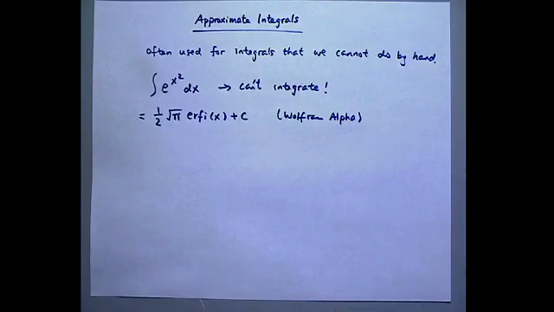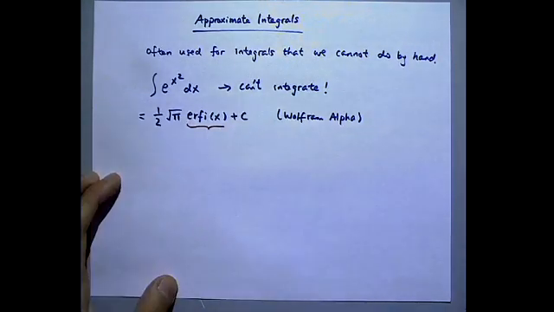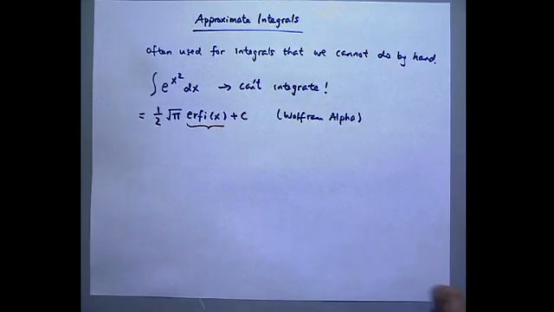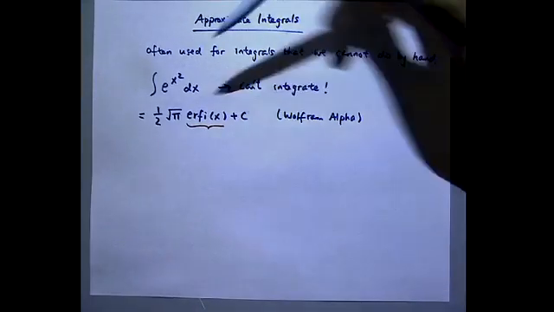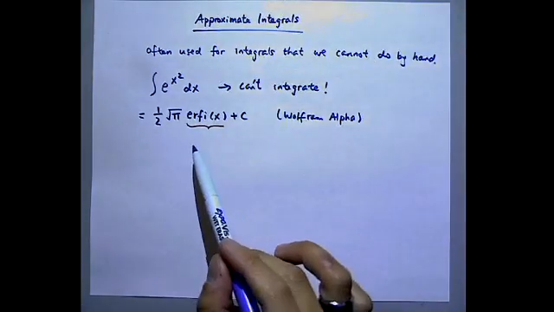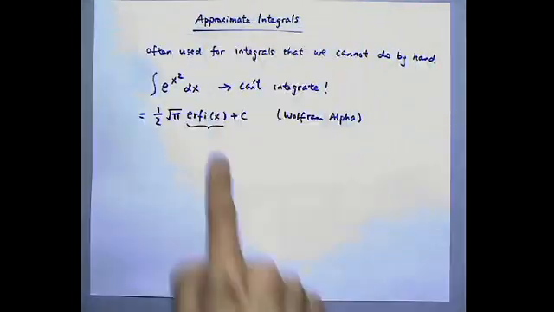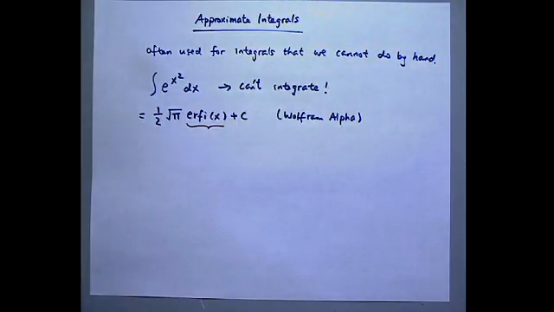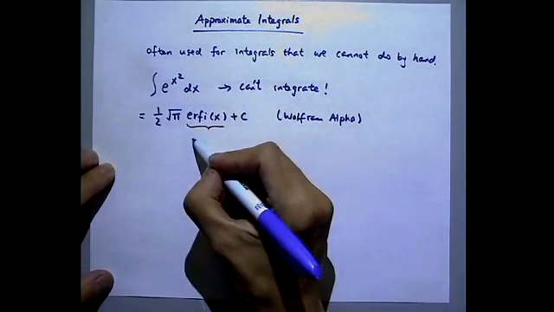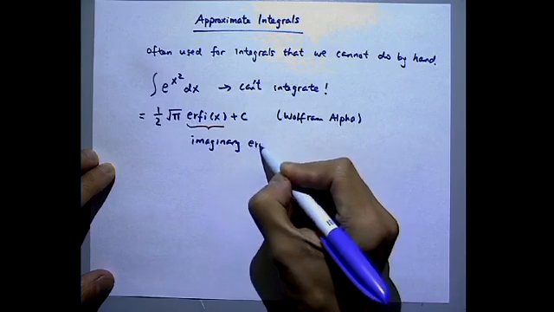Okay, so what is this erfi thing here? This is something that mathematicians had to make up to describe the integral of that. And this is not a function like sine of x that we can calculate pretty easily. This is something that we have to look up in a table. So this book has a table for this function. And this thing is called the imaginary error function.